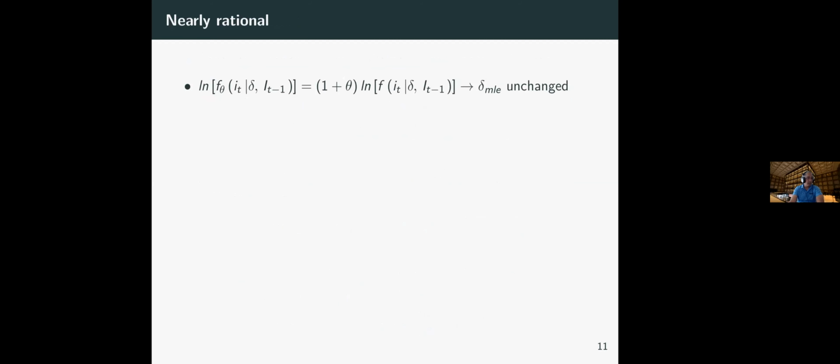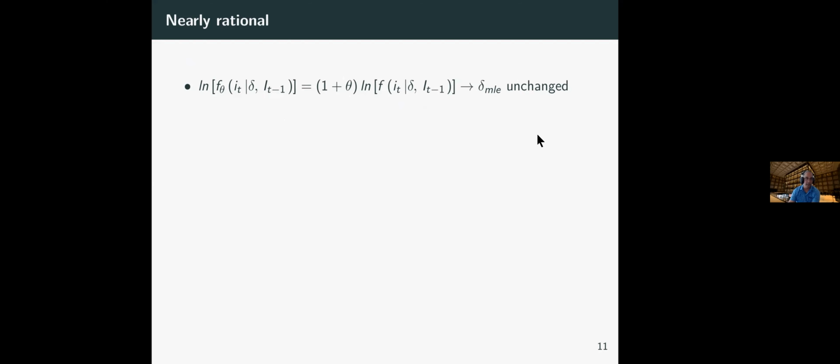Okay, so it's nearly rational. Let me just quickly give you a couple of properties. Because of this exponential structure, when you take the log of the distorted likelihood, it's 1 plus theta times the log of the correct likelihood, and when you find the argmax of this, it doesn't change. So if you completely ignore your prior, suppose you had a perfectly flat prior and ask what's your belief? It's going to be the same as the rational person because you're just going to use the MLE. So this agent, when they have no prior information, is going to have the same beliefs as the rational agent.